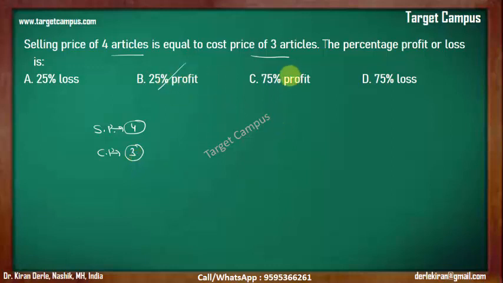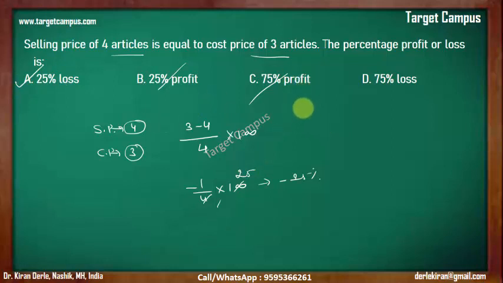So there is a loss. So these two options are already gone, right? That loss is equivalent to cost price minus selling price upon selling price into 100, right? This is minus 1 by 4 into 100, which is 25. That is minus 25%, the loss, right? There is a formula. It's SP of M articles is equal to CP of N articles.